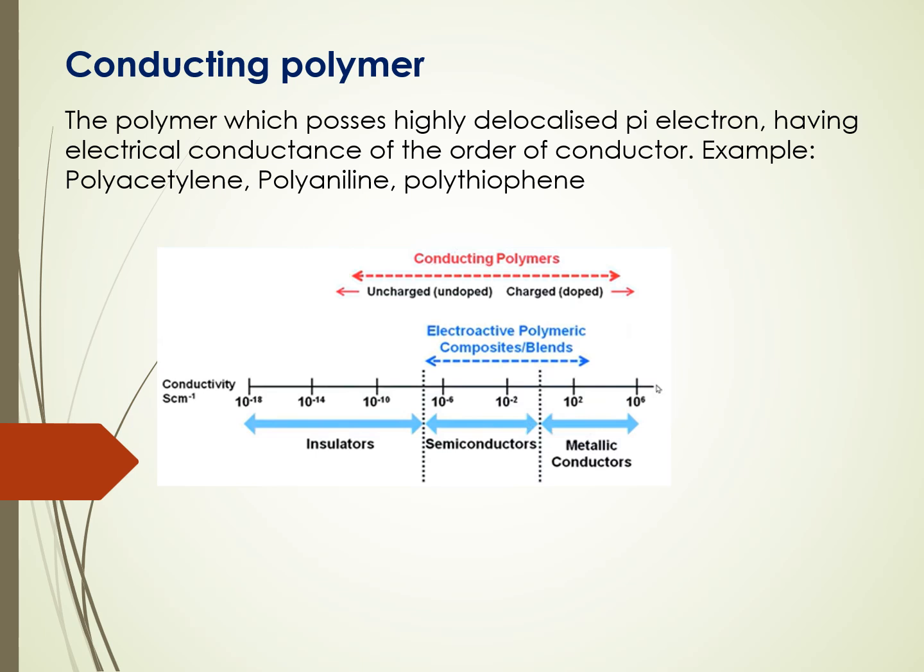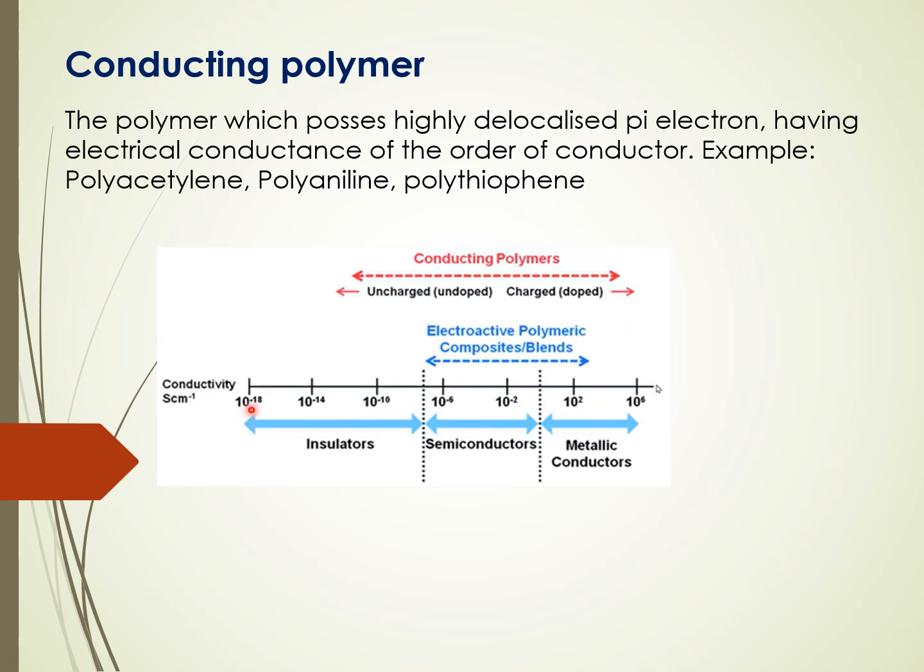Conducting polymer, as the name indicates, is any polymer which can conduct current. For a polymer to conduct current, it should have free-flowing electrons. To have free-flowing electrons, it needs a pi electron cloud, that is, delocalized pi electrons. So when a polymer has an extended conjugation, it behaves as an electrical conductor. Examples are polyacetylene, polyaniline, polythiophene, etc.